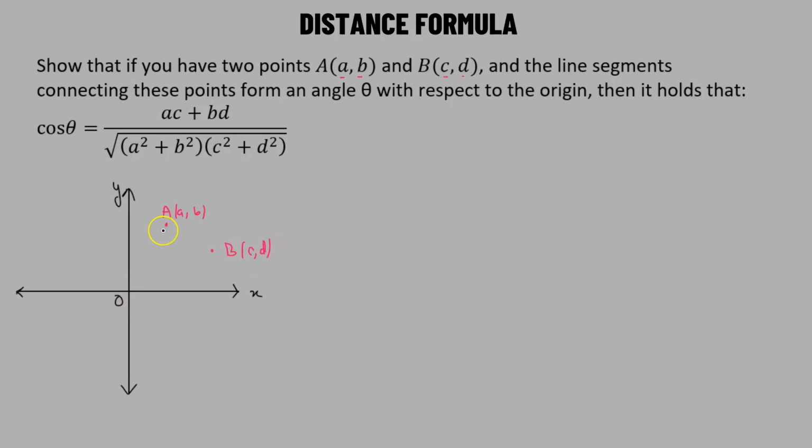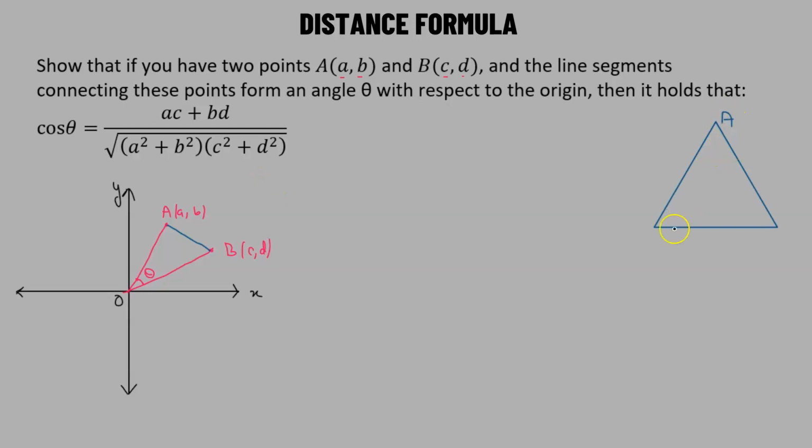Now we're going to join the point A with the origin and we're going to join point B with the origin as well. And it's going to subtend an angle theta at the origin. So we have to show that cosine of this angle theta is given by this particular expression. Okay, so what we are going to do is join point A and point B. Fine. Let's specify the rule of cosine.